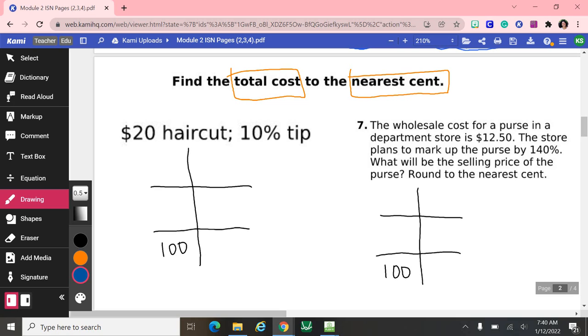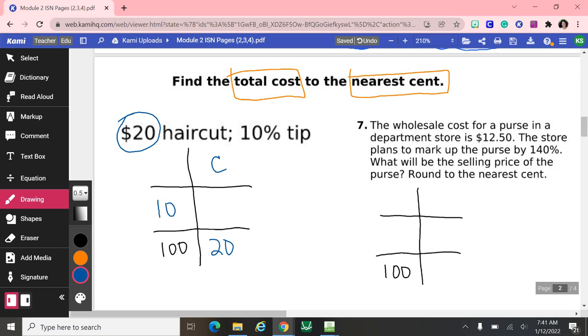So our original cost is what we paid for before we added any taxes or tip. And we're not talking about adding taxes today, we're just talking about the tip. So our original cost is $20. And we are going to add a 10% tip, but I haven't asked you to find the tip amount. I've asked you to find the total cost, which is going to be in this location here in the upper right-hand corner.